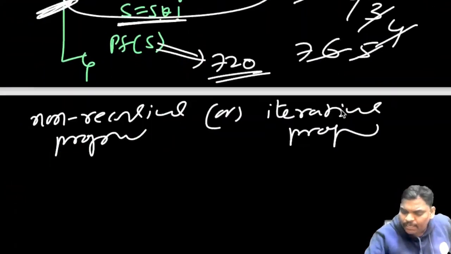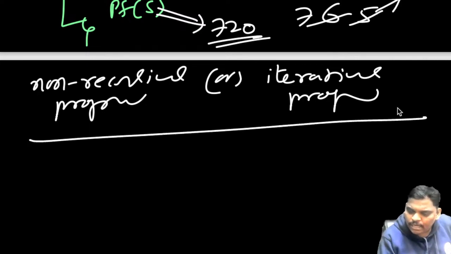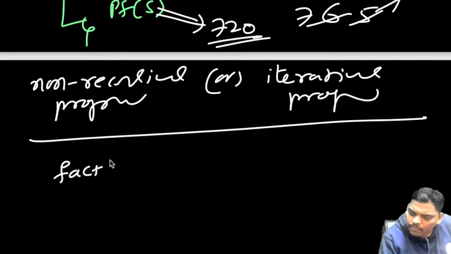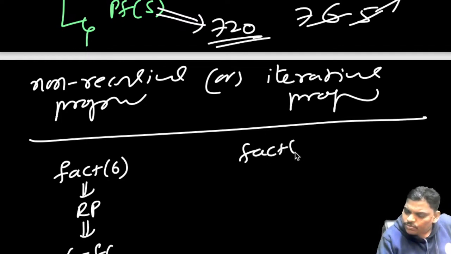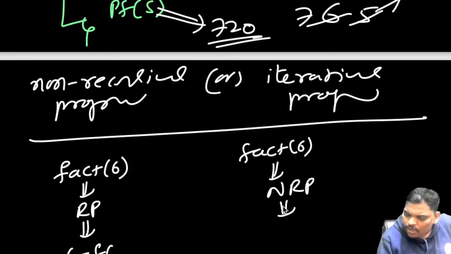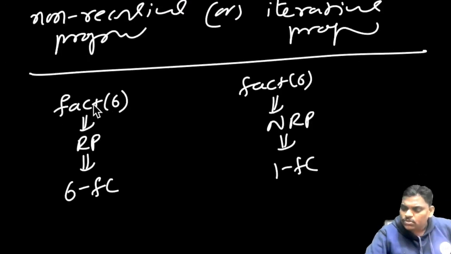So I am writing here. Can you see this? Everyone listen. Fact of 6 recursive program will make 6 function calls. But fact of 6 non-recursive program will make 1 function call. Fact 6 recursive program will make 6 function calls. Fact 6 non-recursive program will make 1 function call.